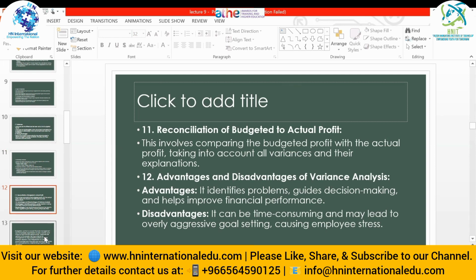It identifies problems, guides decision making, and helps improve the financial performance. So these are the advantages of the variance analysis, but this is not in depth. While in the assignment, you have to give an in-depth explanation to it. Disadvantages: it can be time consuming and may lead to overly aggressive goal settings, causing employee stress.